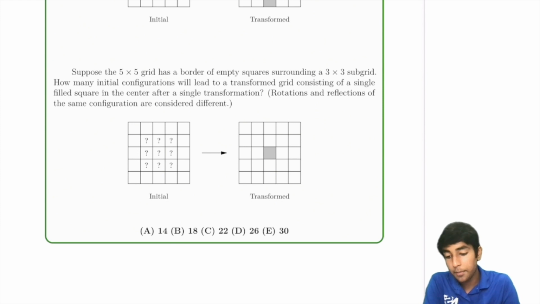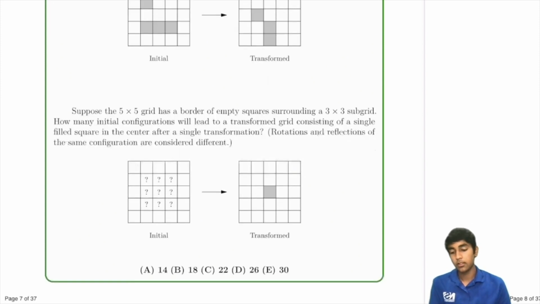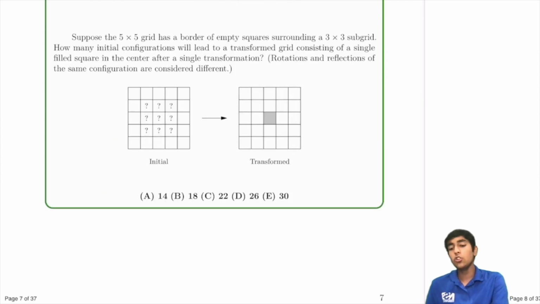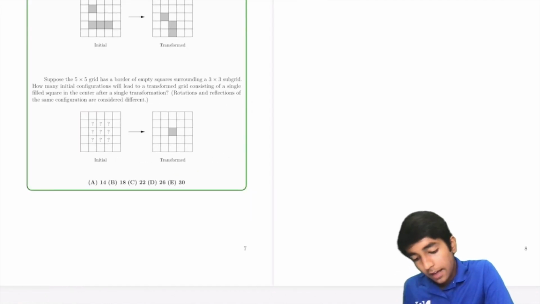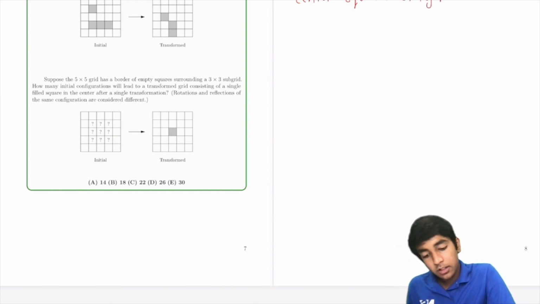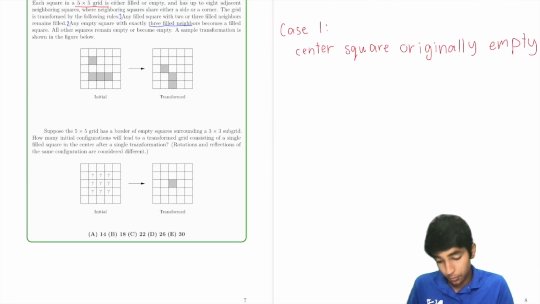For a filled square to stay filled, it needs 2 or 3 filled neighbors. But for an empty square to become filled, it needs 3 neighbors. So we essentially have 2 big cases here. Case 1, which we're going to look at first: center square, originally empty. So this is a casework problem, and as with some other casework problems, they can be easy to mess up.